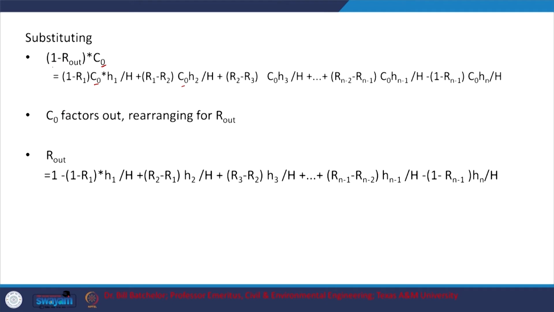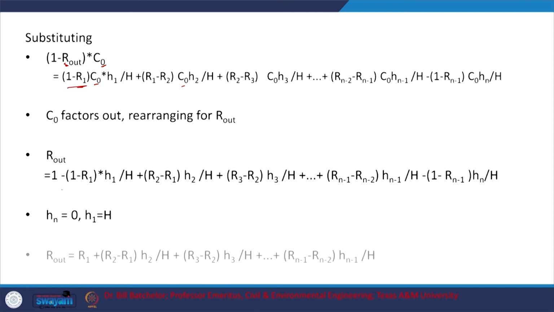That's why it's 1 minus this set of terms, right? Bring this R out to the right hand side and this term to the left hand side. So that's what you see out here, right? And Hn is 0, H1 is H, right? And so thus we get this equation, Hn is 0 and H1 is H. So this equation simplifies to this, and this is what you will use.